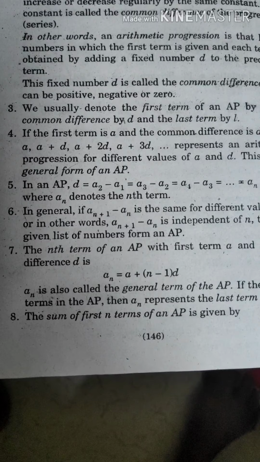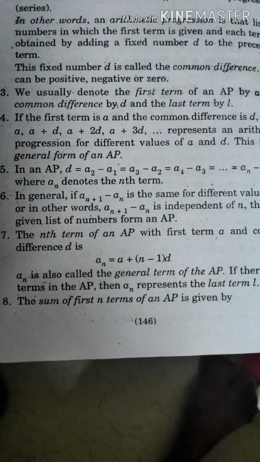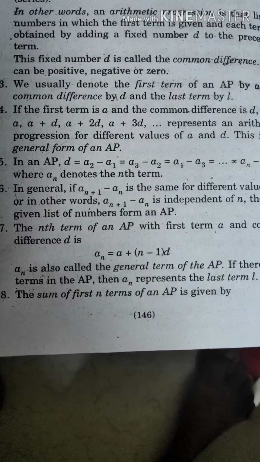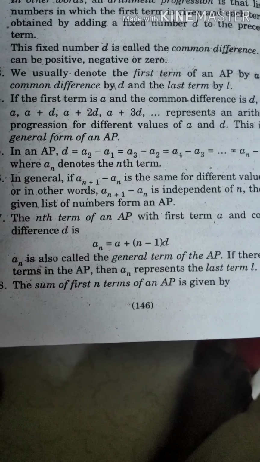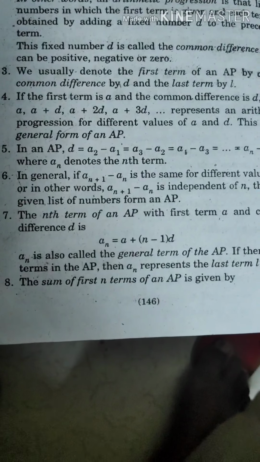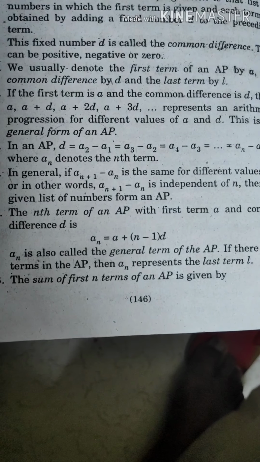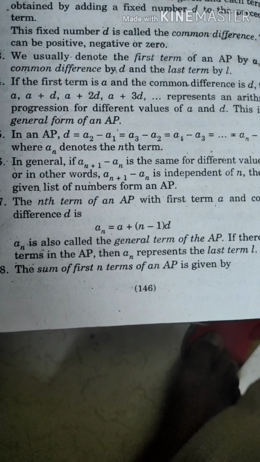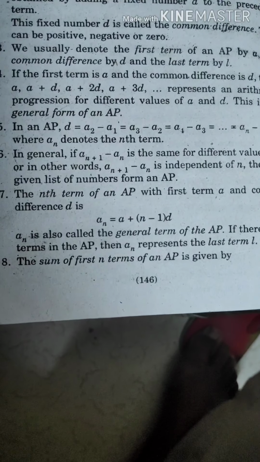We usually denote the first term of an AP by small a, the common difference by small d, and the last term by small l. If the first term is a and the common difference is d, then a, a plus d, a plus 2d, a plus 3d and so on represents an arithmetic progression for different values of a and d. This is the general form of an AP.